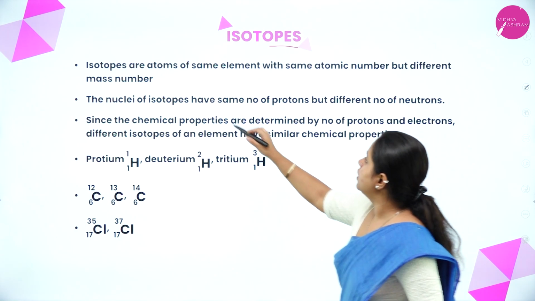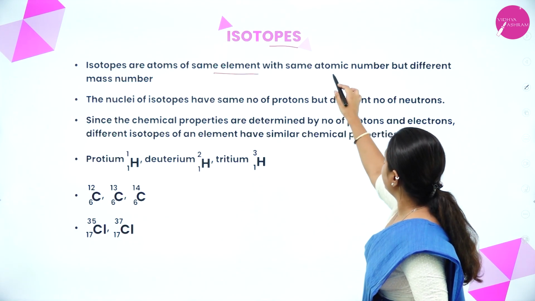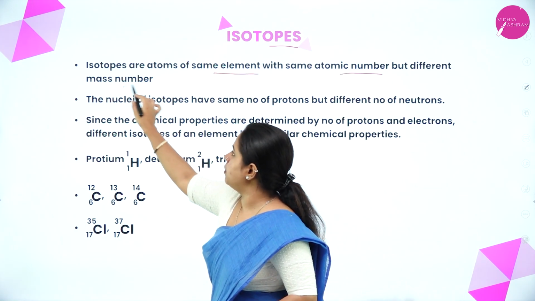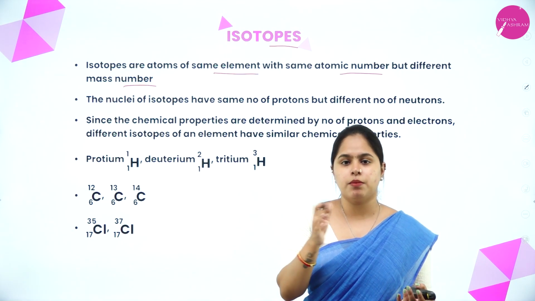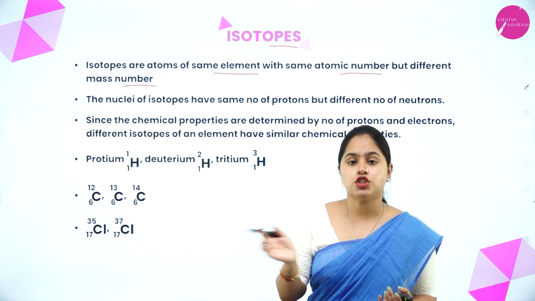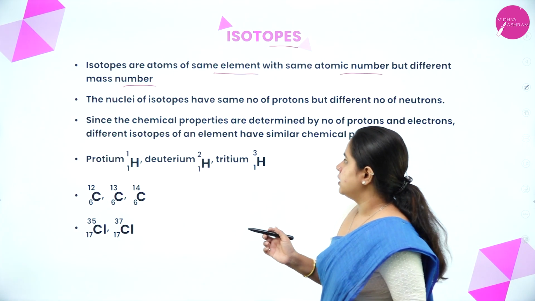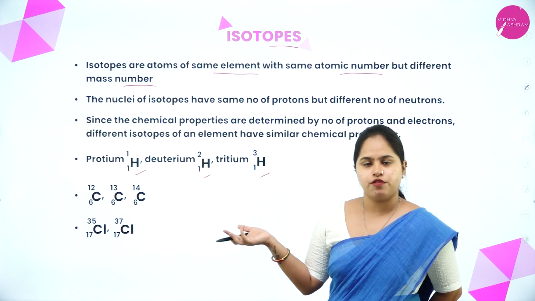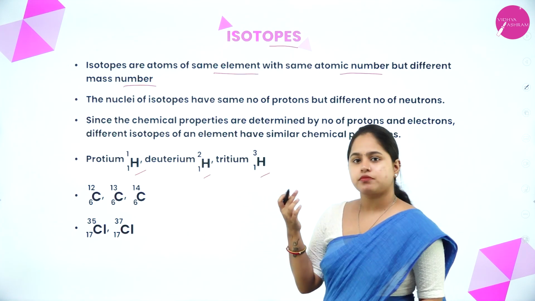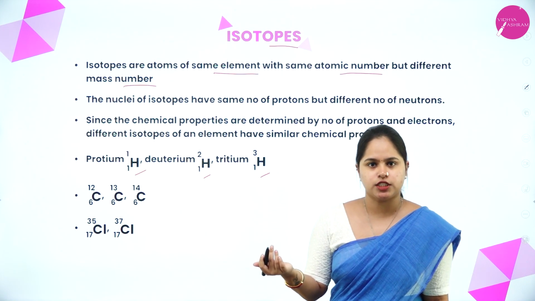They are atoms of the same element with the same atomic number but different mass number. Yes, they are atoms of the same element. The mass number will be different, but their atomic number will be the same. Yes, so as you can see here, protium, deuterium, tritium. You are familiar with this. These three are the three isotopes of your hydrogen atom.